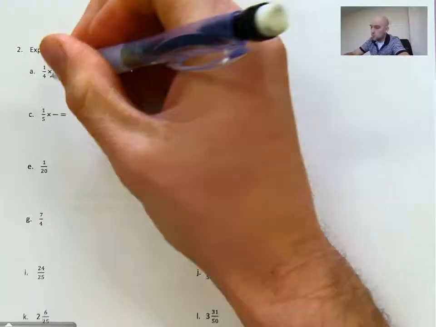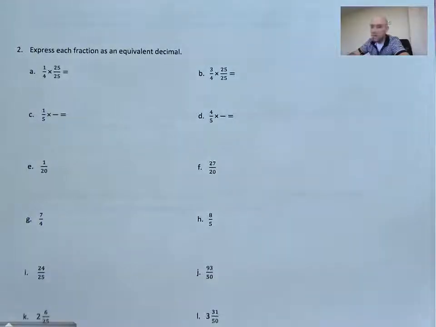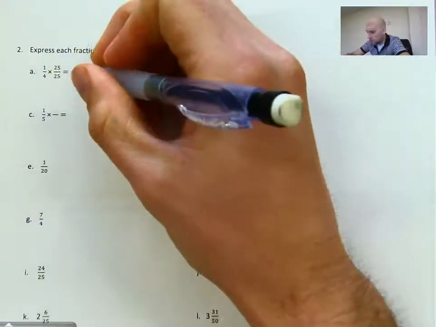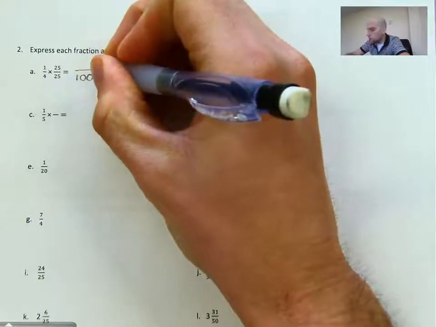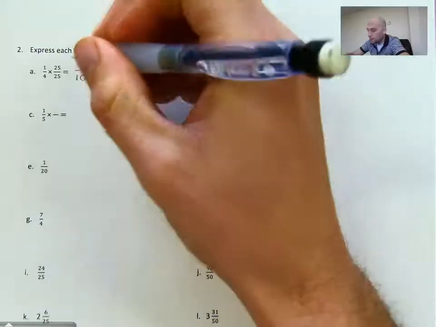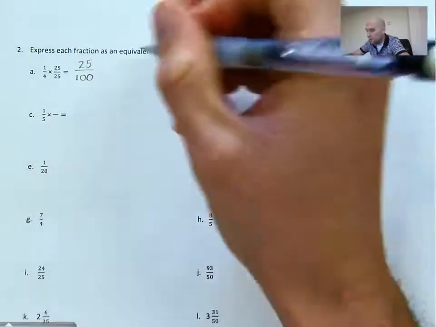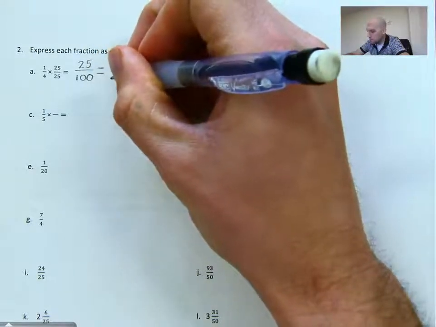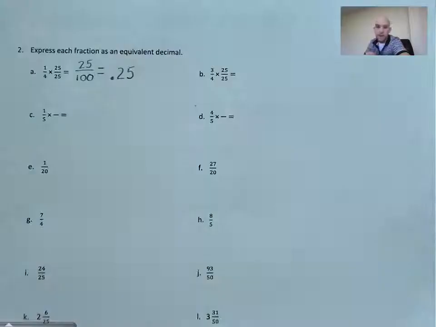So this one has kind of been started for us here. We have 1/4 times 25/25. Well, we know that's going to give us a denominator of 100. 4 times 25 is 100. Our numerator is going to be 1 times 25, which will give us 25. So we have 25 hundredths. In decimal form, that will look like this: 0.25. 25 hundredths. 2 tenths and 5 hundredths.